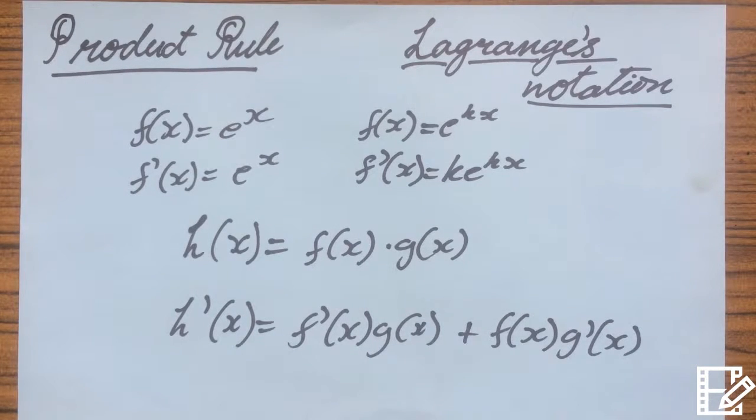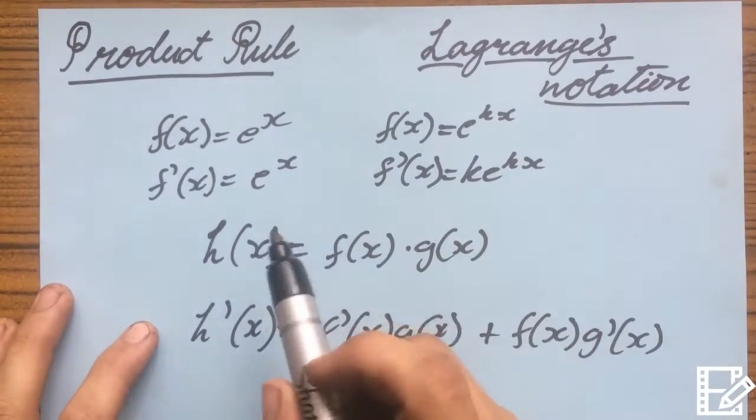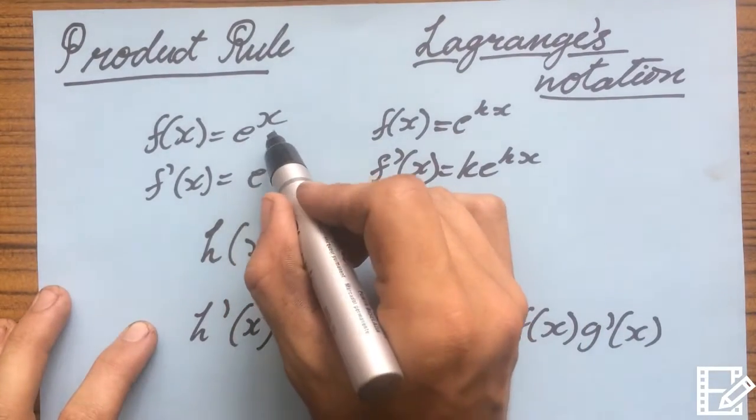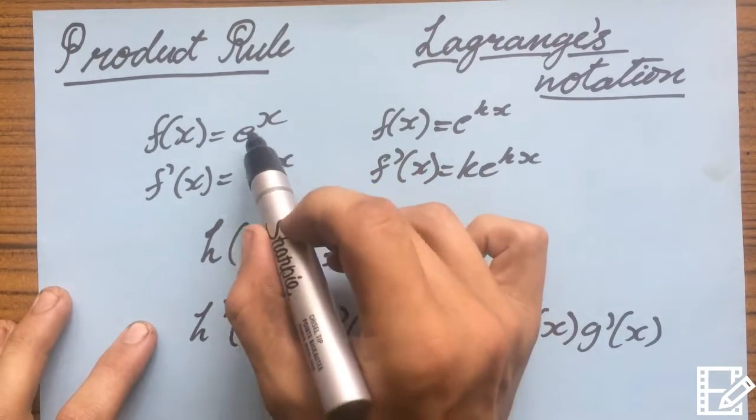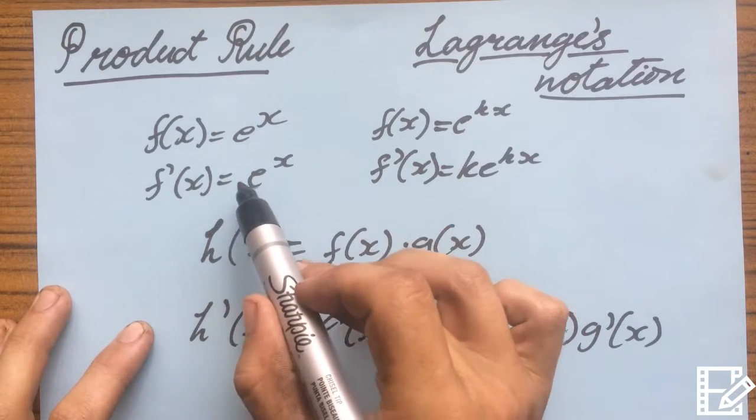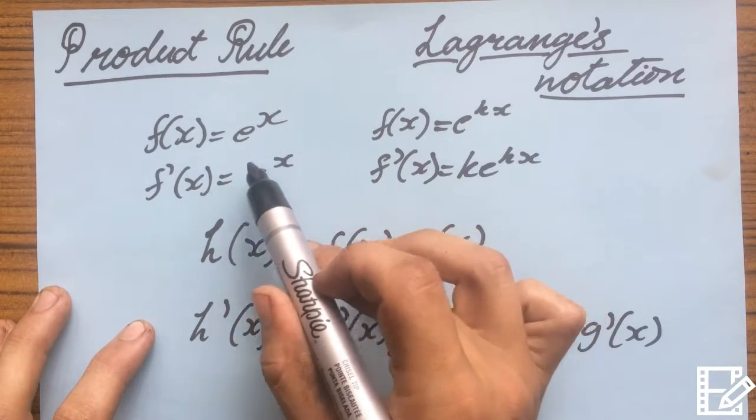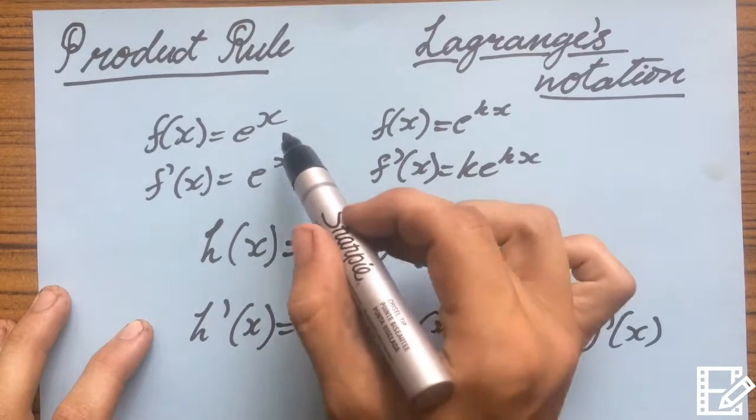Derivatives with e, product rule, Lagrange's notation. So, when you have e to the power of x, and you're wishing to derive it, the derivative, funny enough, is e to the power of x. It's the same thing.